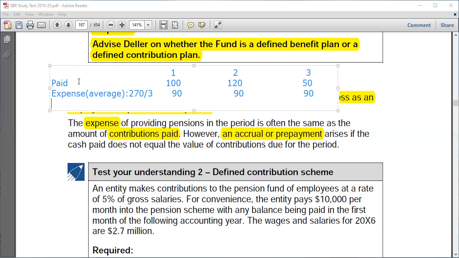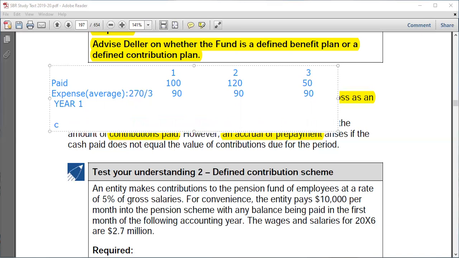Remember, when you pay for something, let's try to make the double entry for the first year. Let me write here year 1. When you paid 100, what was the double entry? It's obvious that when you pay 100, it only means that you credited cash.